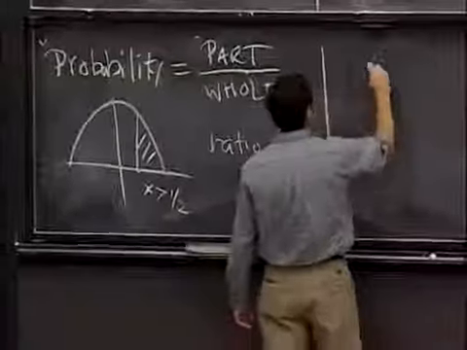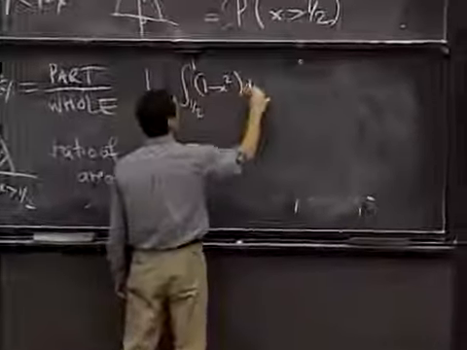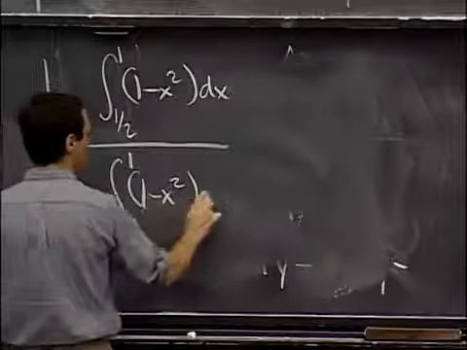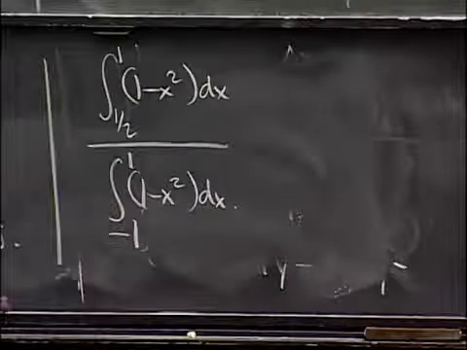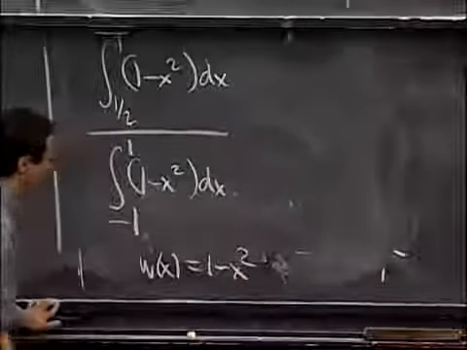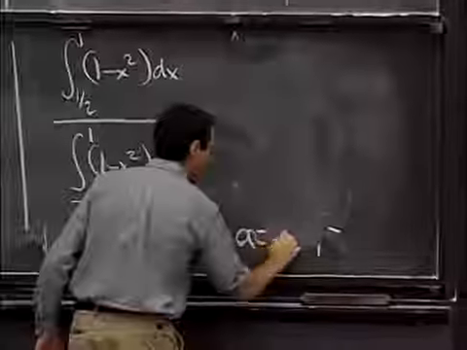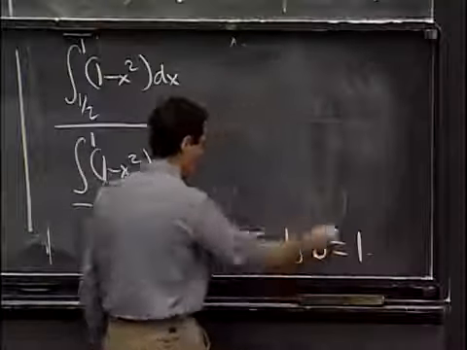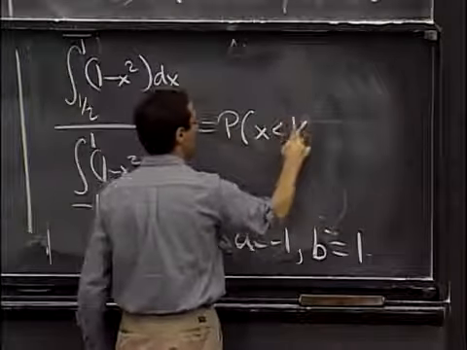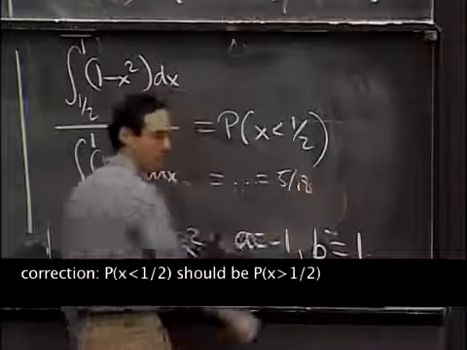Let's write that down. That's the integral from 1/2 to 1 of 1 minus x squared dx divided by the integral from -1 to 1 of 1 minus x squared dx. And again, the weighting factor here is 1 minus x squared. And to be a little bit more specific here, the starting point A is -1, and the end point is +1. All right, so this is the probability that x is bigger than a half. And if you work it out, it turns out to be 5/18. We won't do it.